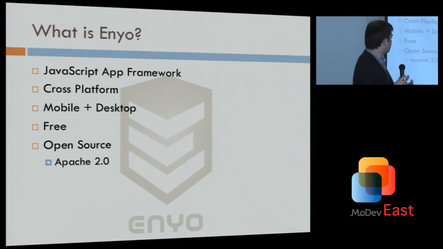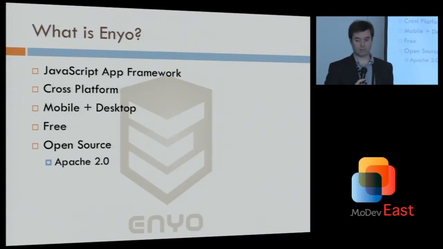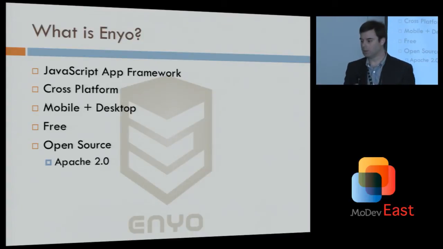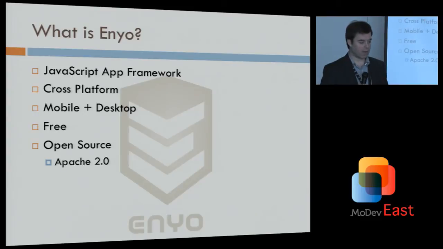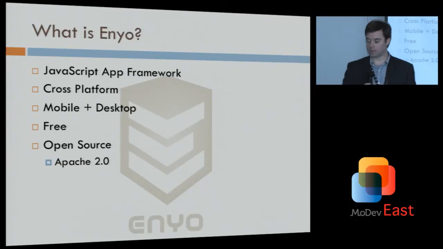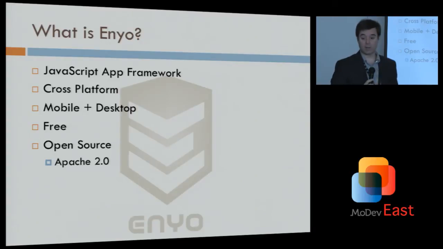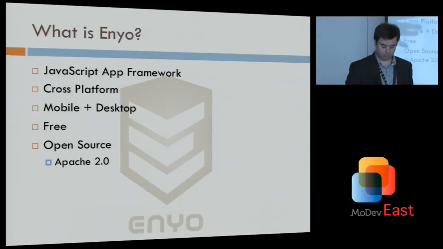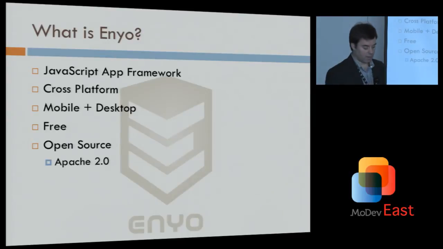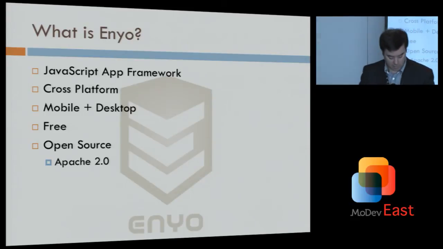So what is Enyo? Enyo is, as I said, a JavaScript app development framework. It is not jQuery. It's not something for developing web pages. It's for developing apps. These are interactive applications that are either embedded into a web page or run on a device, run on a desktop. Enyo was designed to be cross-platform. That means it works both for mobile and desktop, Android, iOS, BlackBerry, a number of different platforms. It is a free and open source project based on the Apache 2.0 license, and we encourage people to take it and do whatever they want with it.